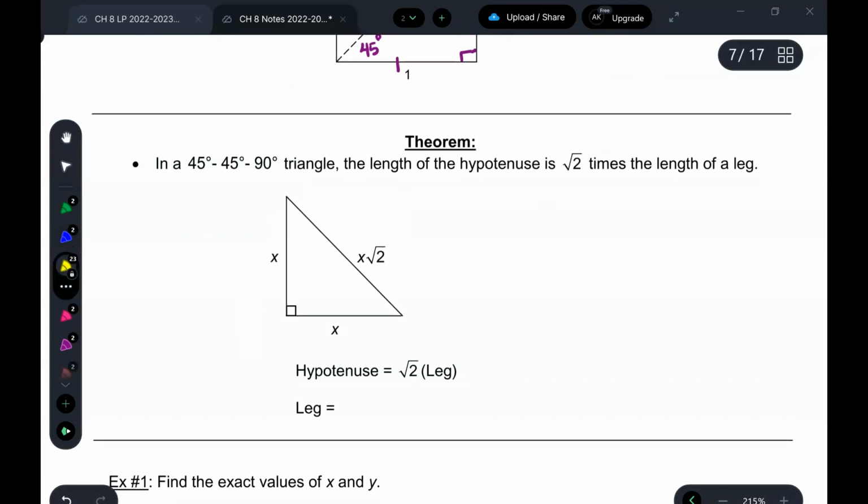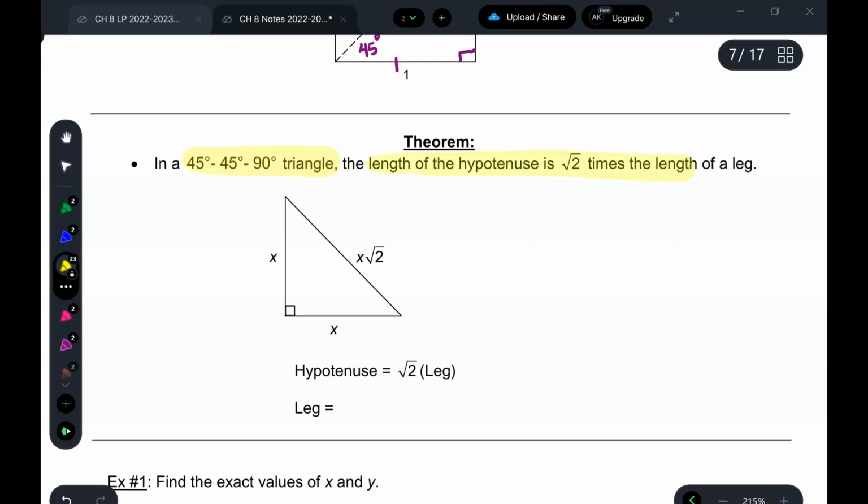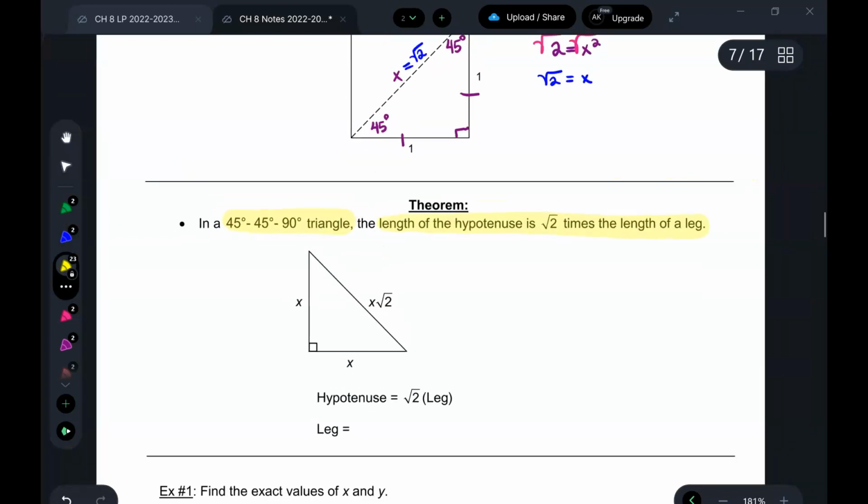So our theorem says in a 45, 45, 90 triangle, the hypotenuse is always square root of 2 times the length of the leg. So if we look at that last picture, if this is 1 and this is 1, this is 1 times root 2. If this was 3 and this was 3, this would be 3 root 2.